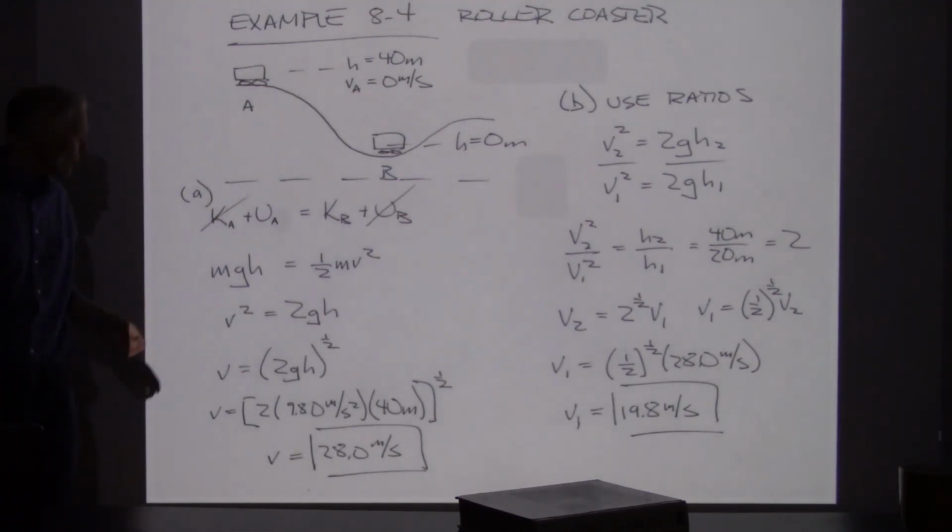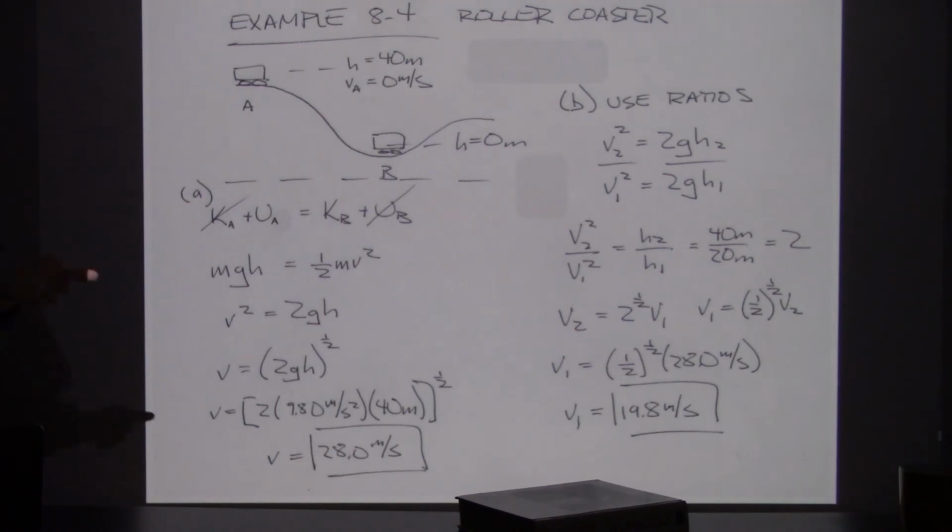I can put those numbers in. There's my factor of 2. There's Earth's gravitational field. There is the 40-meter drop. The velocity we're predicting here is 28.0 meters per second at the bottom.